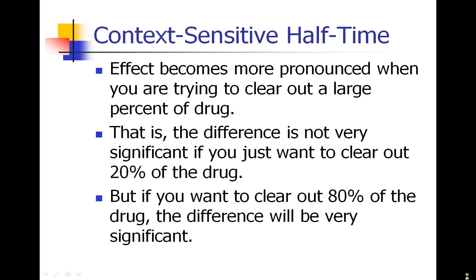Just to clarify this one more time, this effect, known as context-sensitive half-time, becomes more pronounced as you're trying to clear out a larger percentage of the drug. So if you just want to get rid of 20% of the plasma level of fentanyl, that's not going to be very difficult, even if you run your infusion for a long time. But if you want to get rid of 80% of the drug, the difference is really very significant.